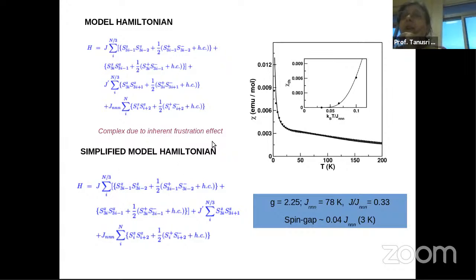So we solved it with quantum Monte Carlo, and because of the inherent frustration effect, of course, this is a notorious sign problem. So to avoid that, what we did is we considered for J prime only the SZ term, omitting the spin raising and spin lowering part. And that showed a reasonable agreement with the experimental susceptibility, which is shown with the dots or circles. And the estimated spin gap we found to be about 3 Kelvin.